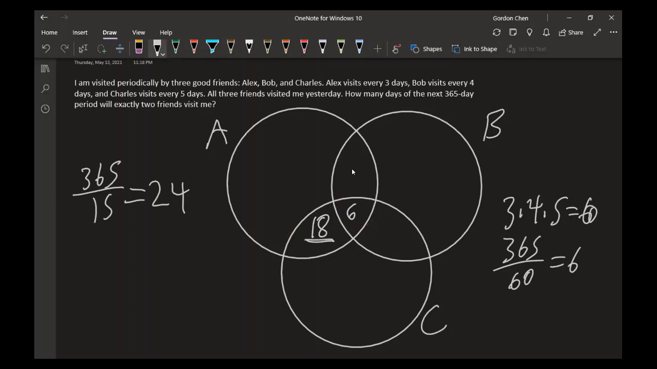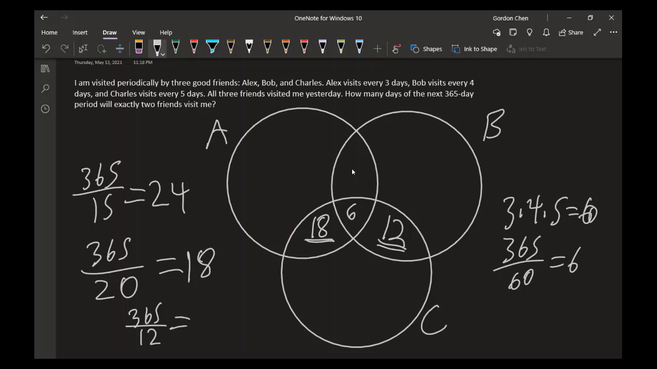And this one is Bob visits every 4 and Charles visits every 5. So they visit together every 20 days. And this is 18, so this is 12. And the final one is Alex and Bob visit every 3 and 4 days. So that's 365 divided by 12, which is 30. And this is 6, so this is 24.